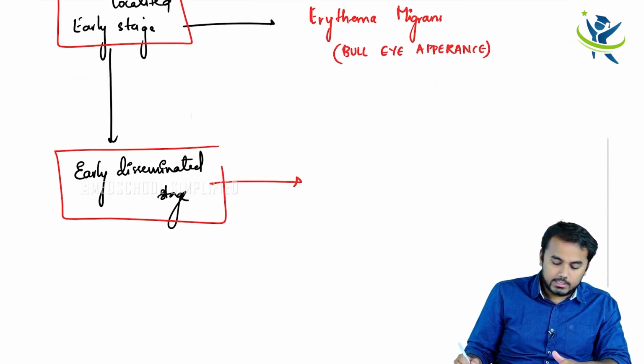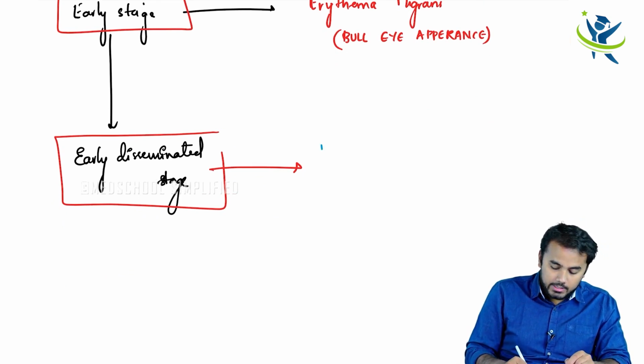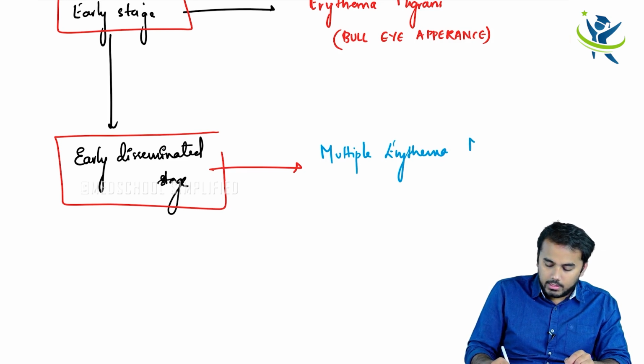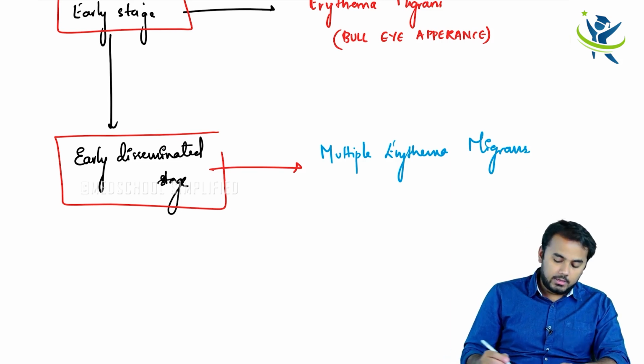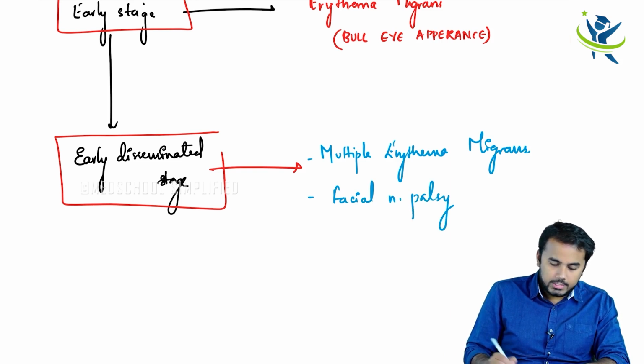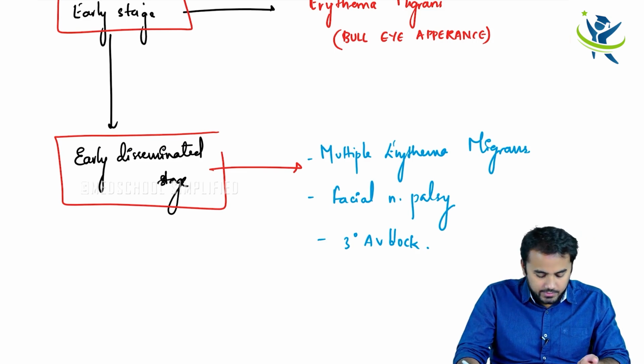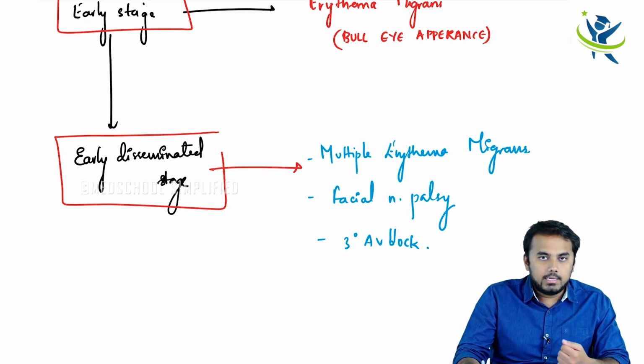In the early disseminated stage, what are the important things which you find? You will find multiple erythema migrans. Not only multiple erythema migrans, apart from that you will also find facial nerve palsy and third degree AV block. These are the three basic manifestations which you find in the early disseminated stage.